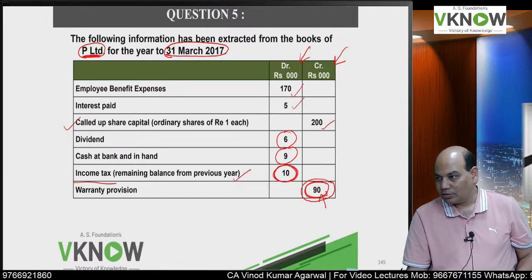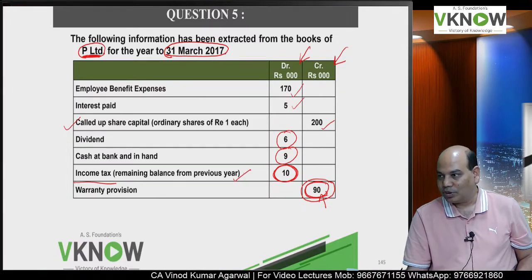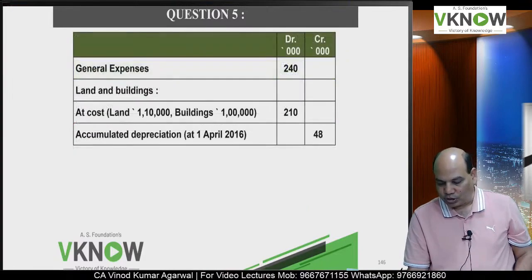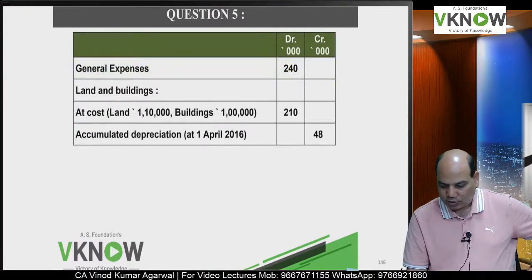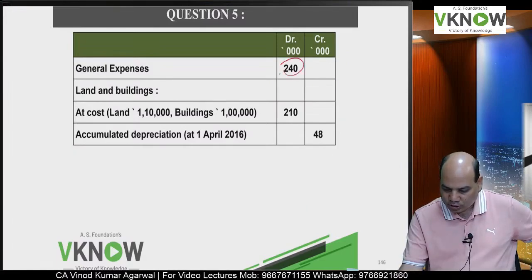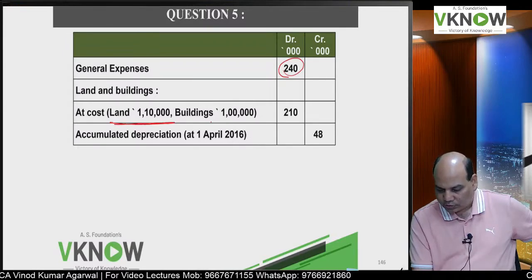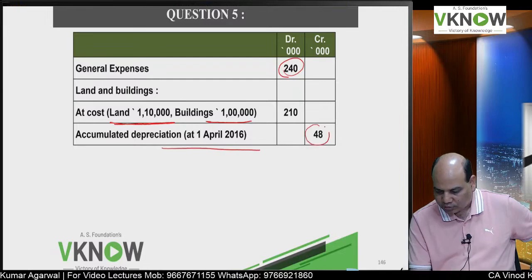If you buy, say, a calculator, 3 months warranty. If you buy a mobile phone, 1 year warranty. But if you buy a car or AC, 6-year warranty, 3-year warranty. So you have to write an assumption for that. Then we have general expense will go to P&L account. Land and building, we will prepare a note for that. Cost is 1,10,000, 1 lakh, and depreciation is 48.